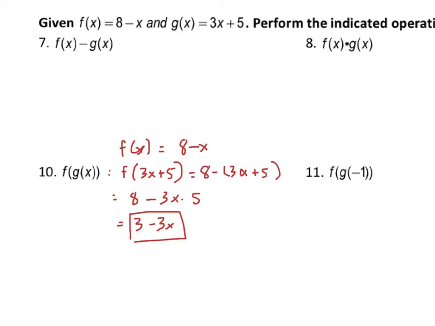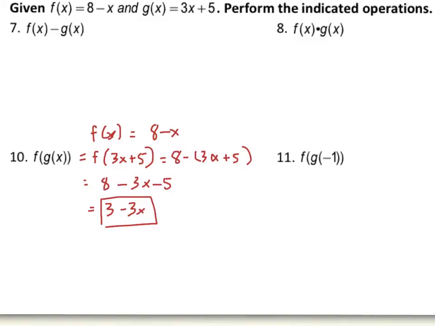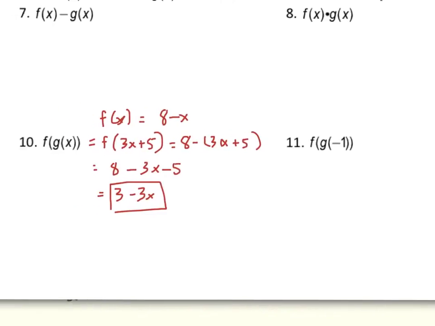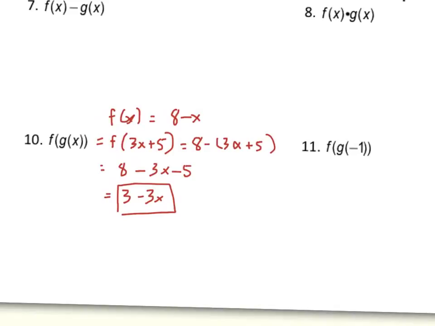I also said we look at number 11, f of g of negative 1. Well, now that I know f of g of x, I can just plug negative 1 in there. So I want to look at 12. 12 is a little bit more interesting. But you hopefully can see all you got to do, f of g, you take g of x and you just plug it in for x in f.